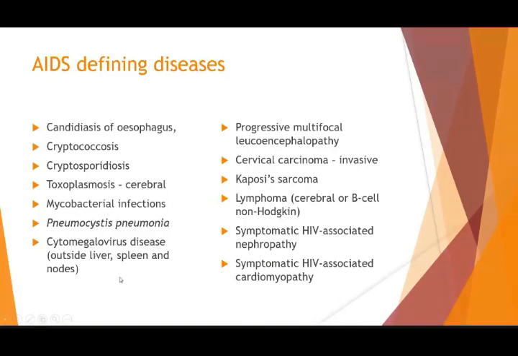Cytomegalovirus disease outside the liver, spleen, and nodes, for example, CMV colitis. When the CD4 count is below 200 and the patient has CMV colitis, this is an AIDS-defining illness. Progressive multifocal leukoencephalopathy. This is an AIDS-defining illness. Invasive cervical carcinoma. Kaposi sarcoma. Lymphoma, either cerebral or B-cell non-Hodgkin lymphoma. HIV-associated nephropathy, if the patient has proteinuria and is symptomatic. Or symptomatic HIV-associated cardiomyopathy. So these are the AIDS-defining diseases.